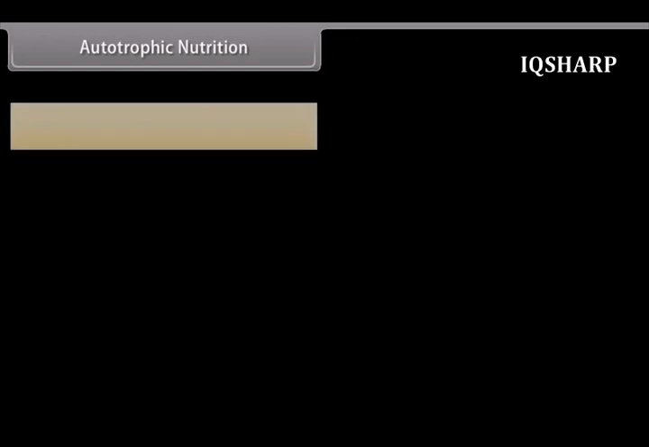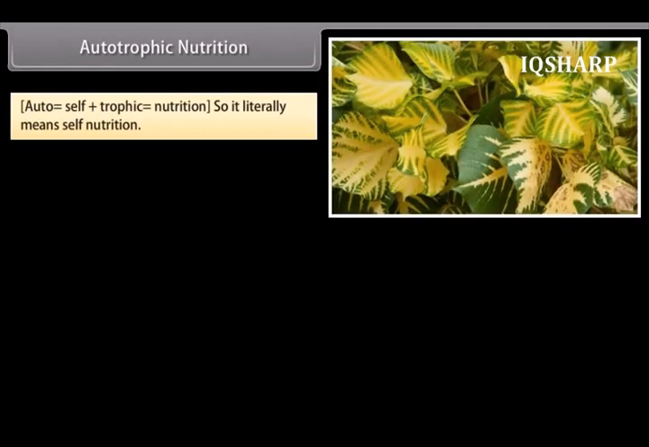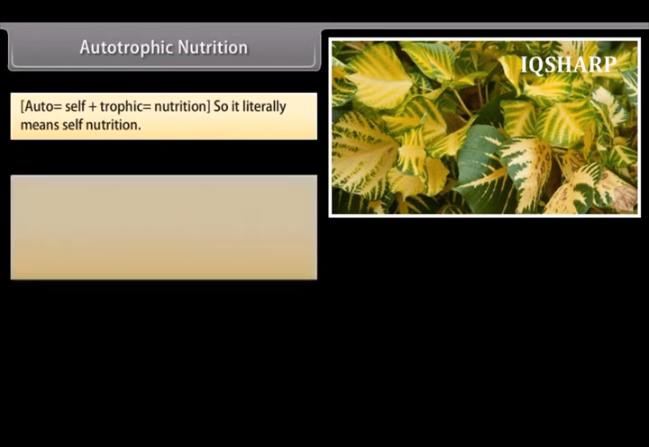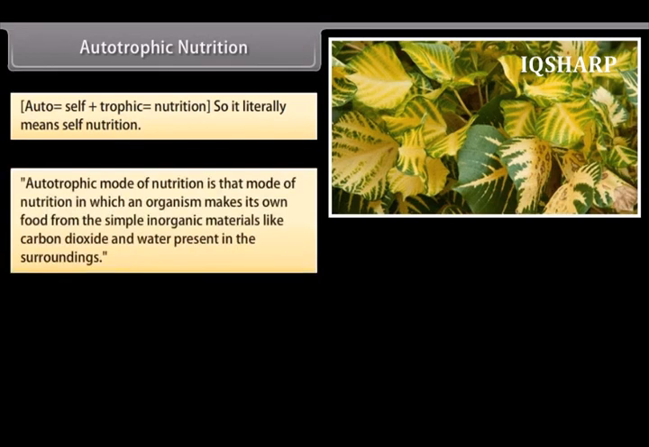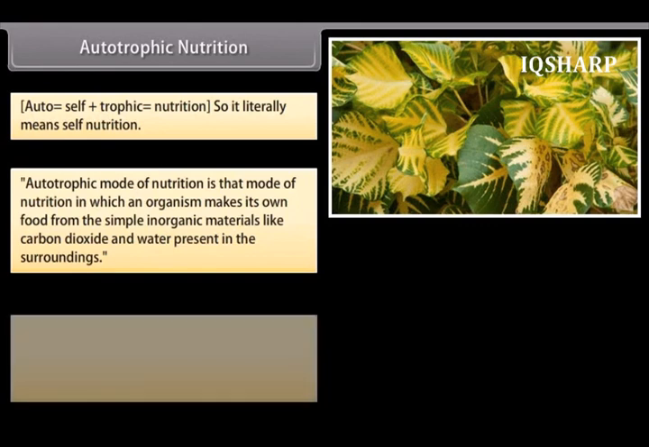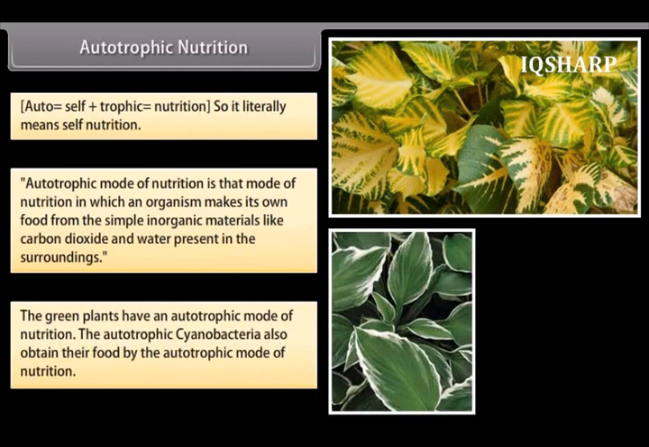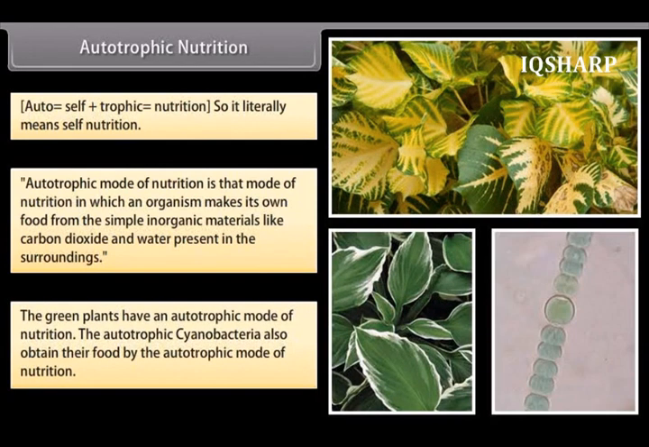Autotrophic nutrition. Auto means self and trophic means nutrition. So it literally means self-nutrition. Autotrophic mode of nutrition is that mode of nutrition in which an organism makes its own food from the simple inorganic materials like carbon dioxide and water present in the surroundings. The green plants have an autotrophic mode of nutrition. The autotrophic cyanobacteria also obtain their food by the autotrophic mode of nutrition.